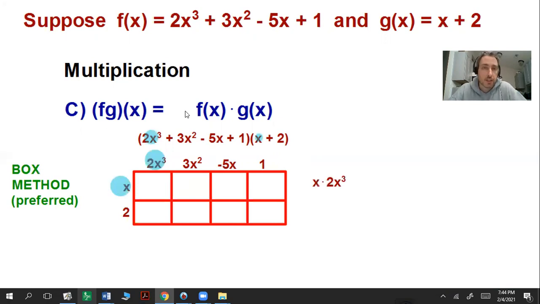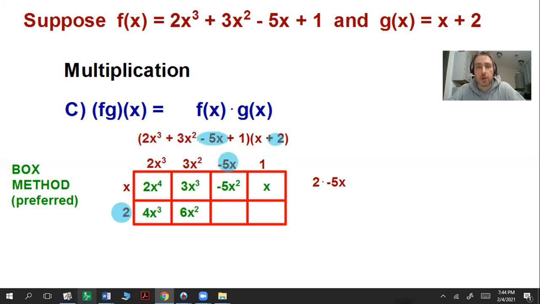So you got the 2x cubed times x, those get distributed. That's 2x to the 4th power. 3x squared times x, 3x to the 3rd power. Negative 5x times x, negative 5x squared, and then the 1 times x is going to be x. And do the same thing with the 2. Distribute that 2 throughout, so that's going to be 4x cubed, 6x squared, negative 10x, and 2.